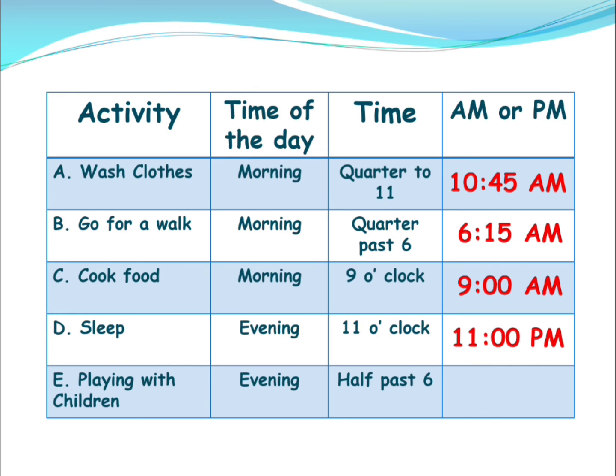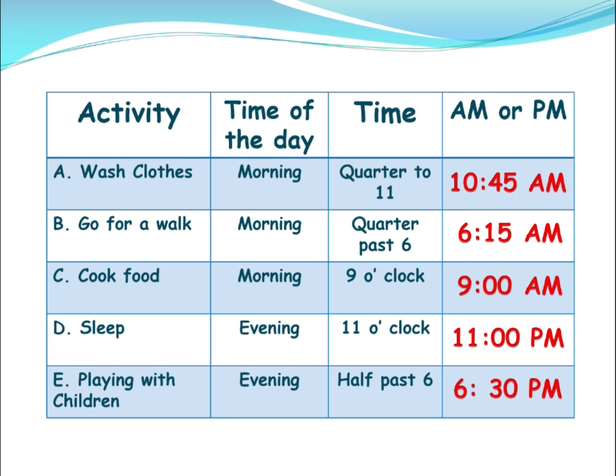Playing with the children, evening, that is p.m. 6:30. Quarter means 15 minutes. Half means 30 minutes. Past, that means after 6. Okay. Half past 6 means after 6, 30 minutes have been finished. That means 6:30 evening PM. Okay. So we wrote the time in AM and PM.